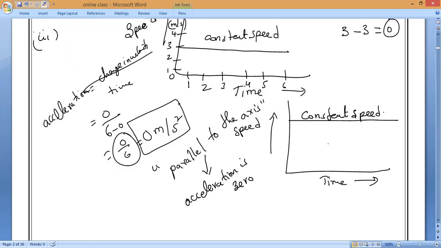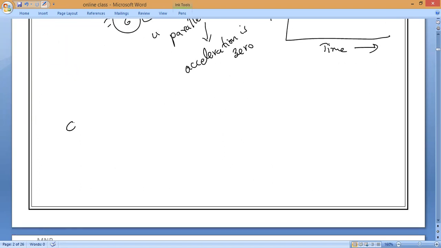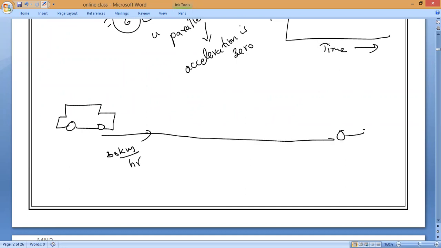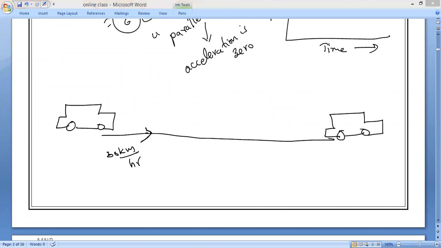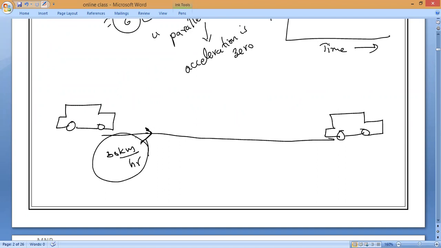Now suppose Danishkar's car is traveling 30 km per hour, continuously at the same speed, no increasing, no decreasing. After 1 hour, he has traveled some distance. All of you observe and tell me: has Danishkar traveled some distance or not, even though he is moving at 30 km per hour?